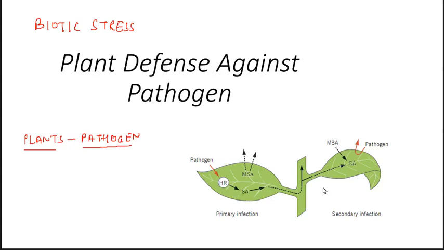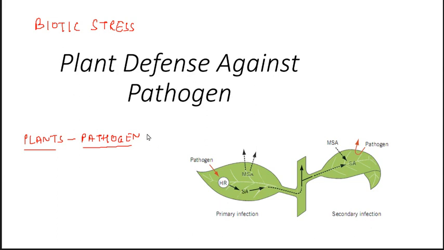Hi everyone. Today we will study plant defense against pathogens. What are the defense mechanisms employed by the plant to fight against the pathogen? This topic is included under biotic stress. So what is biotic stress? When a plant is infected by living organisms, especially pathogens or microbes, the stress that is caused is biotic stress.